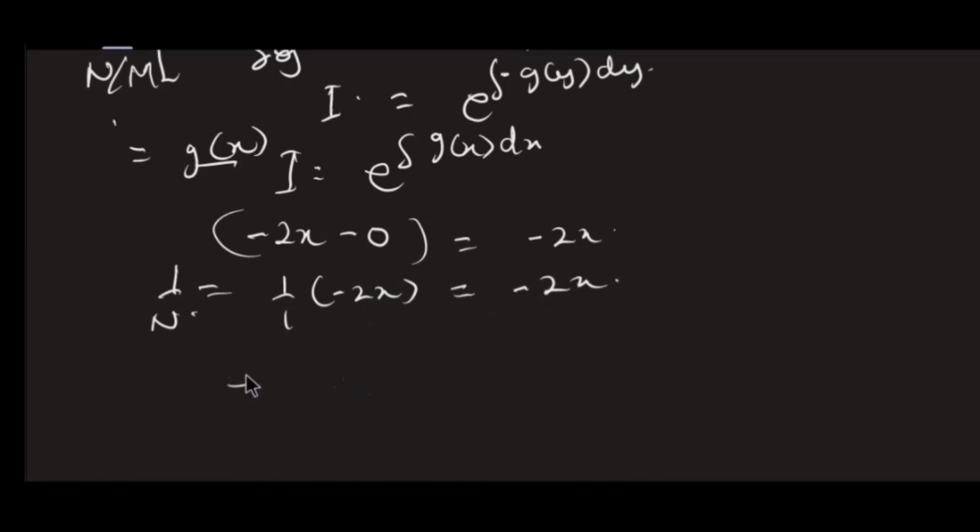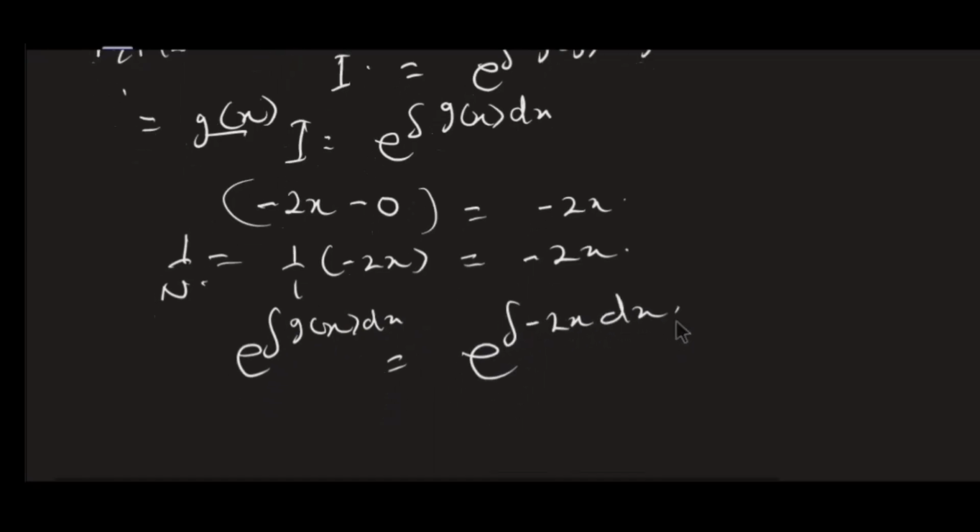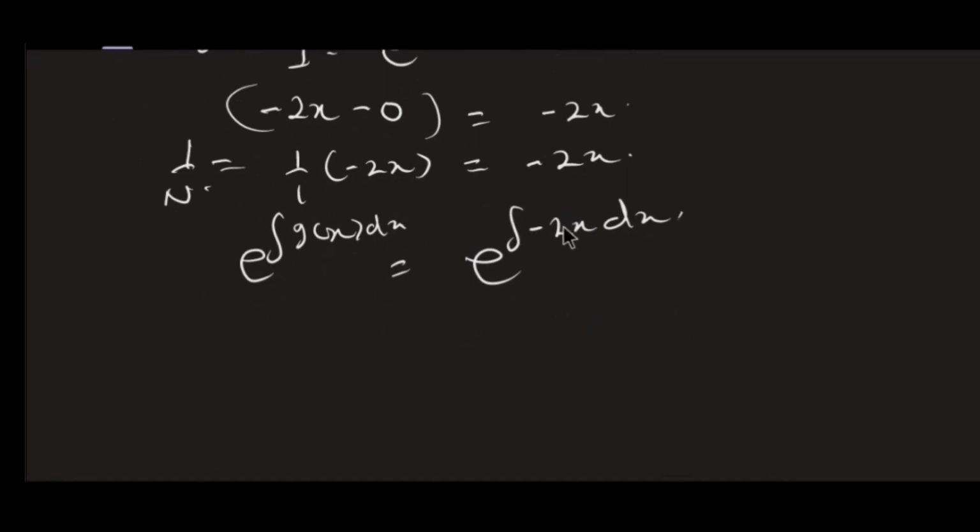So my integrating factor becomes e to the power integral of my g of x dx. And this equals e to the power integral negative 2x dx. If you have this, what are you expecting? You should expect e to the power negative x squared, right? And that is simple integration. So this becomes our integrating factor.